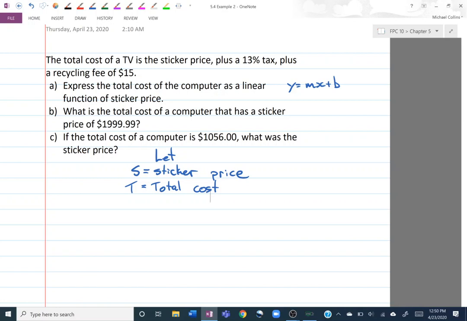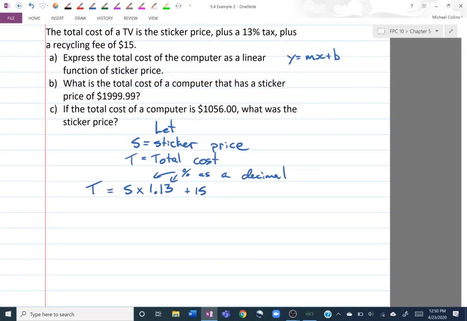So if we want to calculate the total plus the 13, what you'd do is you'd take the sticker price and you'd multiply it by 1.13. This is the percent as a decimal. And then we add it to the 1. S times 1.13 is how we'd calculate a 13% tax. And then plus there's a recycling fee of $15, and that would be the total cost. So we just kind of have to logic our way through this one.